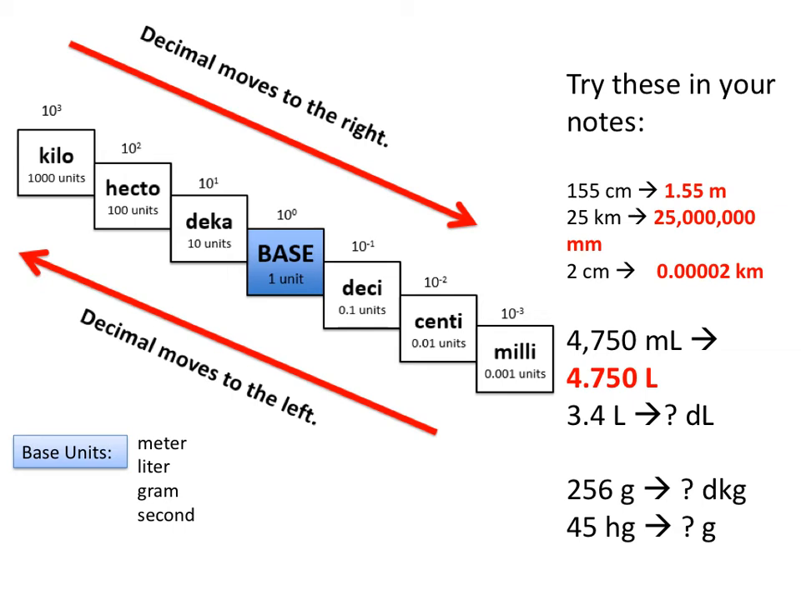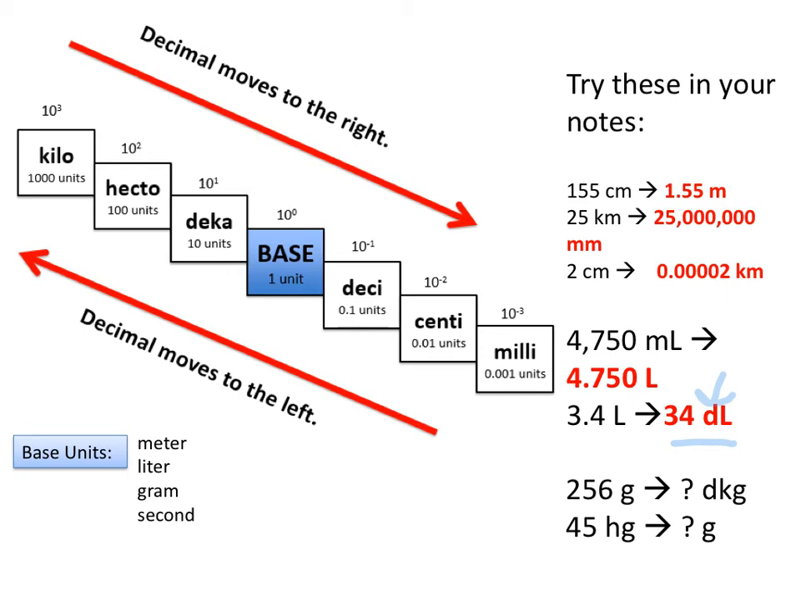Next problem, 4,750 milliliters is equal to 4.750 liters. 3.4 liters is equal to 34 deciliters. And you get that D, the small d, from your chart. The abbreviation that we use for deci is a d.